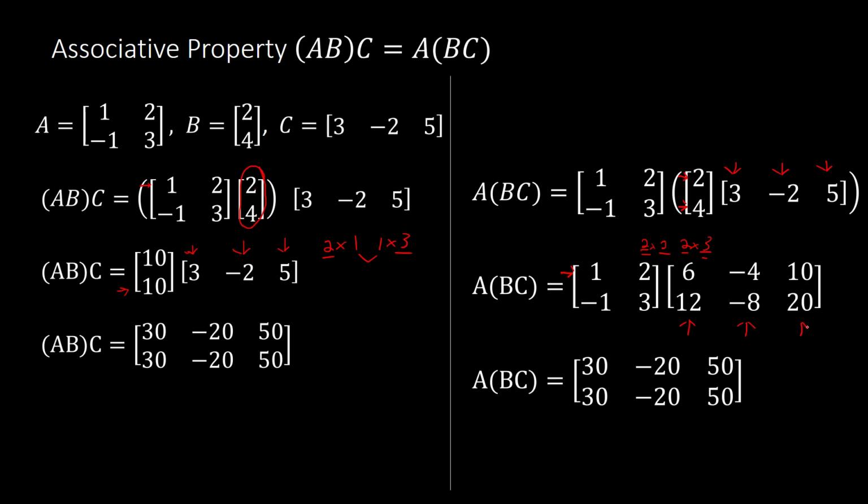Repeat again for this third column in the first row. I take 1 times the 10 and 2 times 20. 1 times 10 is 10, 2 times 20 is 40. So add those together and you get 50.